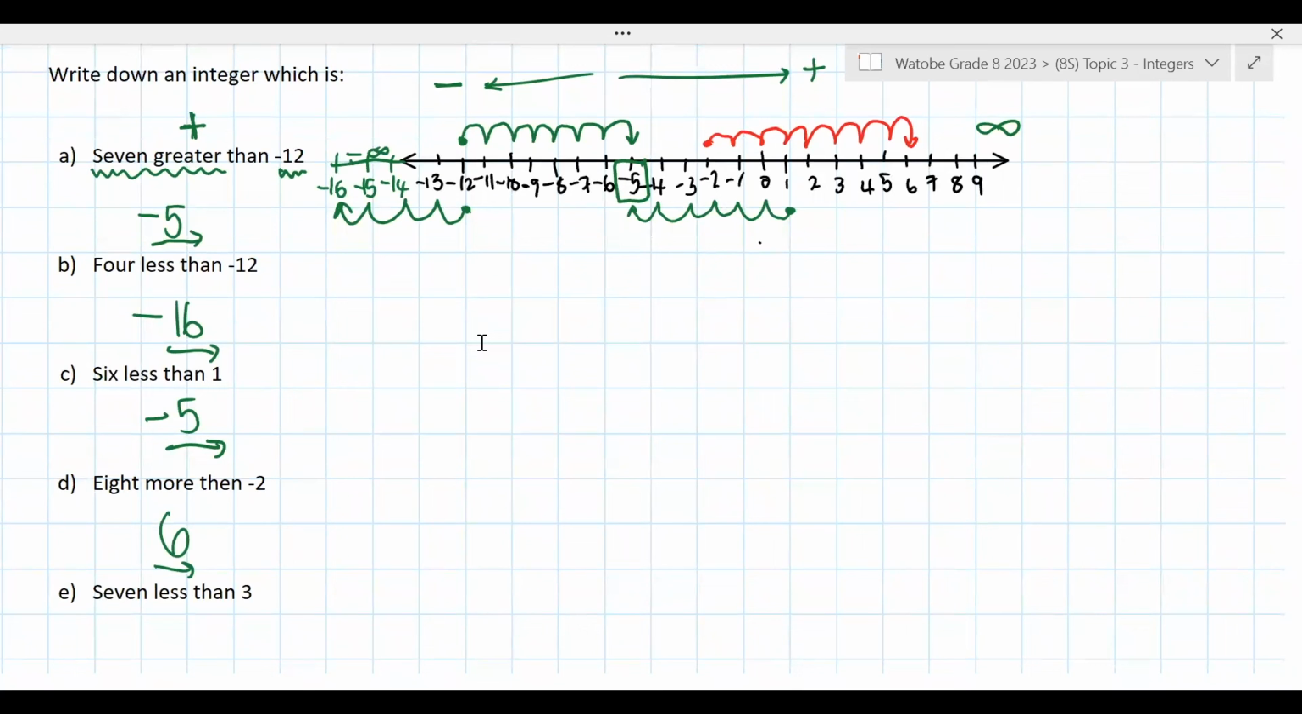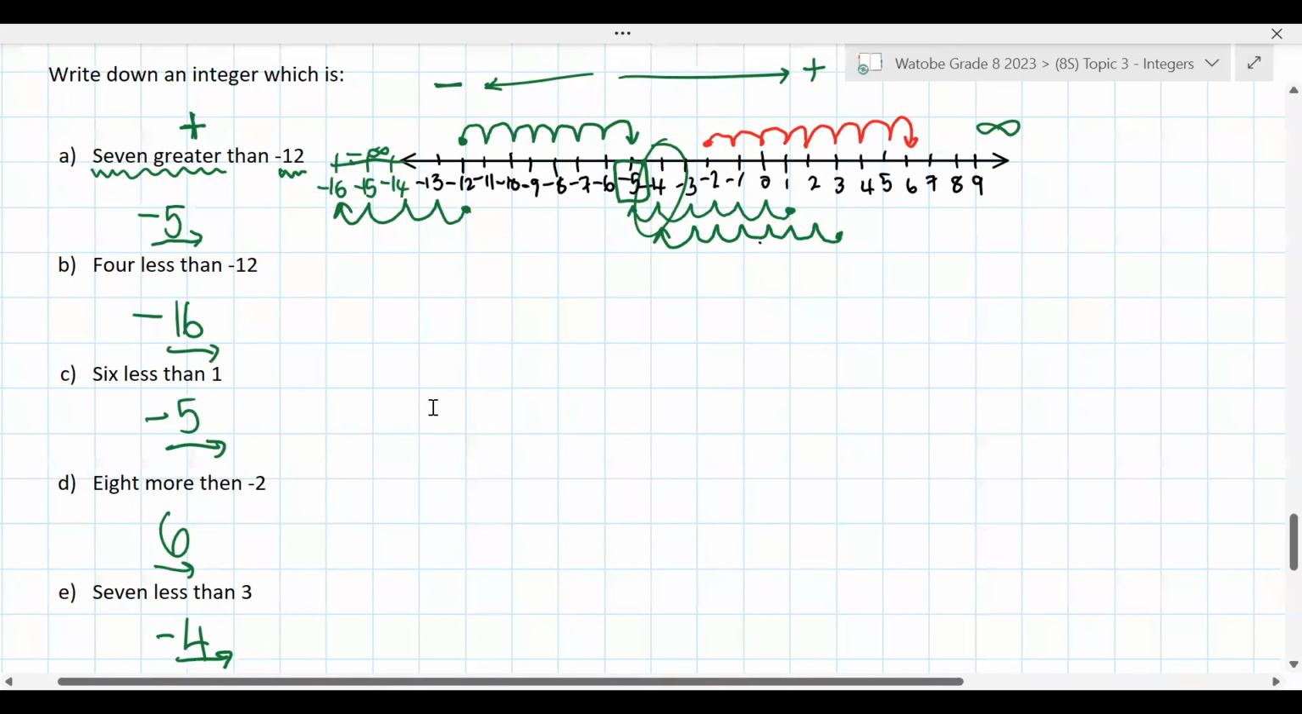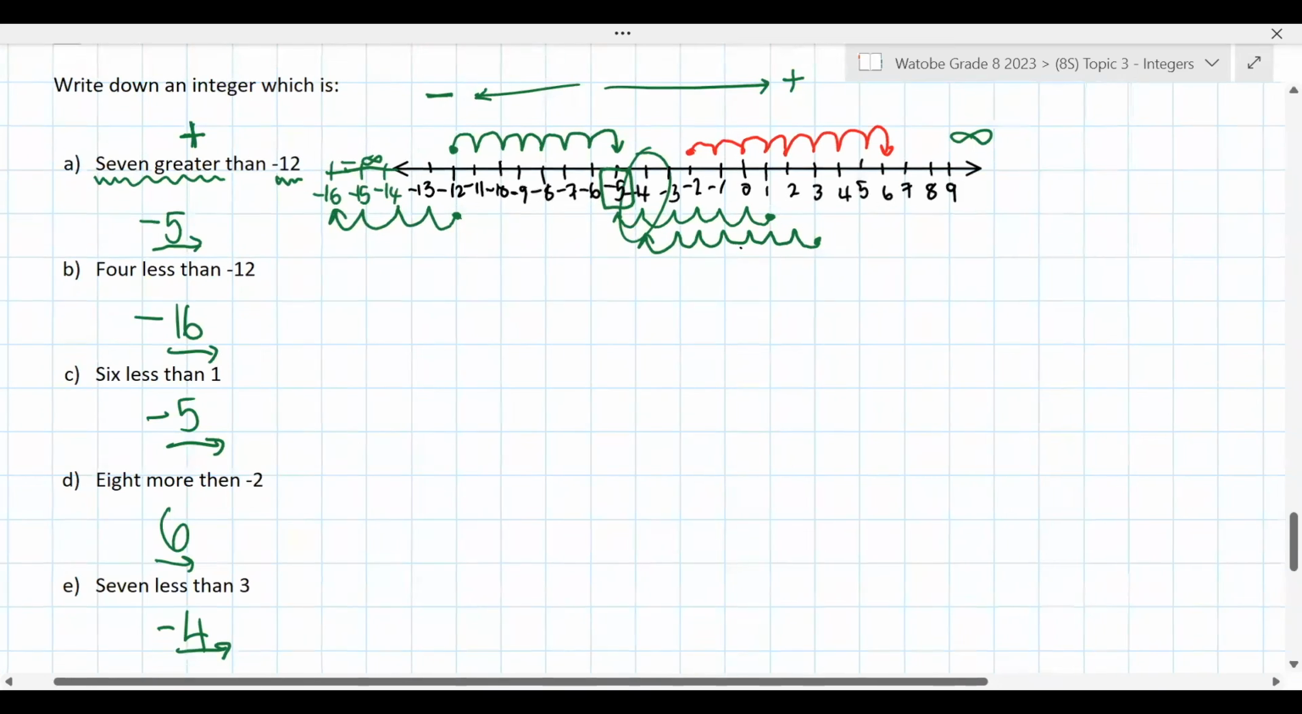Ma'am, negative 4, ma'am. Perfect. The answer for E, ma'am. Perfect. Negative 4. I start at 3. I take away 7. 1, 2, 3, 4, 5, 6, 7. And so exactly I end at negative 4. Very nicely done, guys.